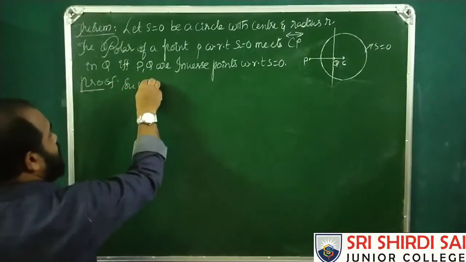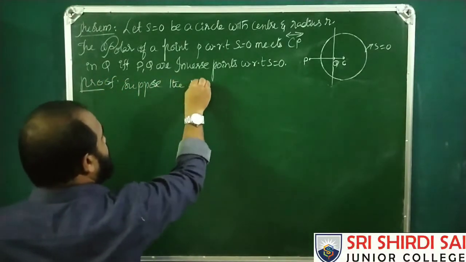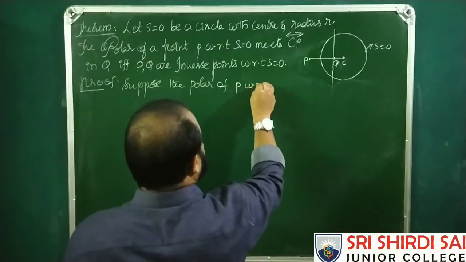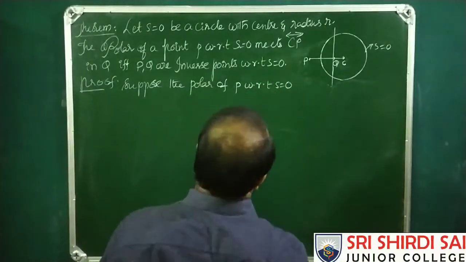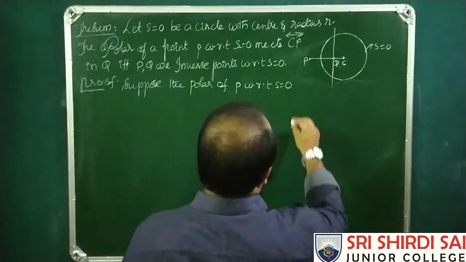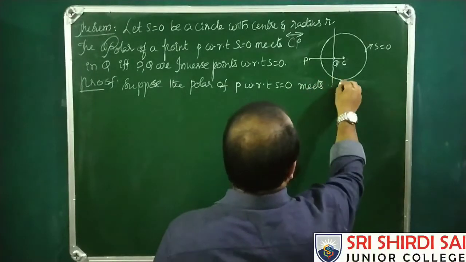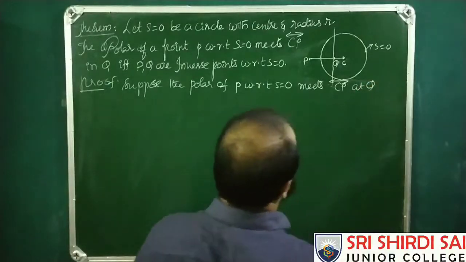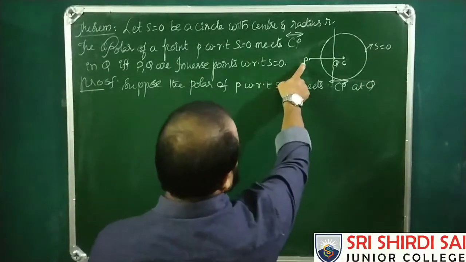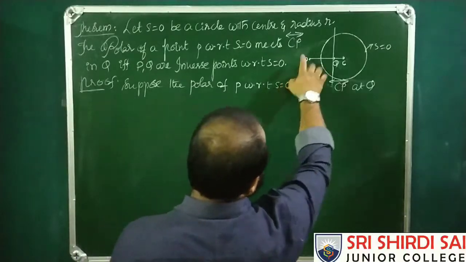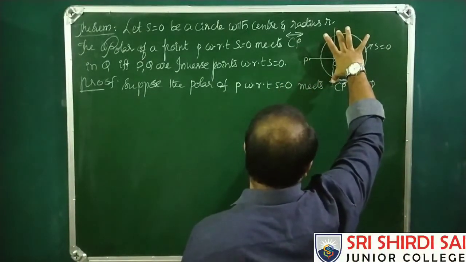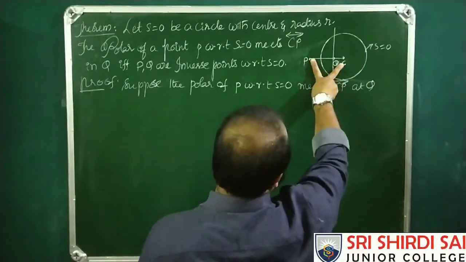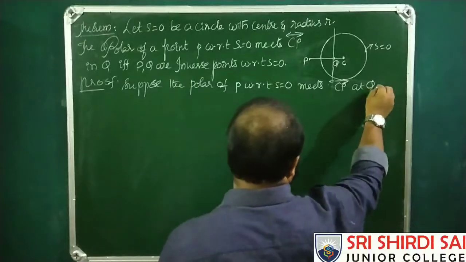Suppose the polar of P with respect to circle S equals 0 meets CP at Q. So that means if P is the pole, the polar of this is this line, and this line meets CP, or this line cuts CP at Q. That's what I have written.